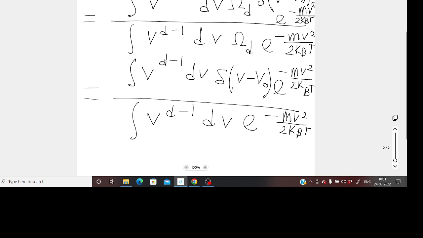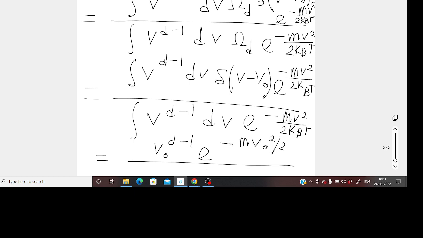Now let's first calculate the integral in the numerator. I think all of you know about the property of the Dirac delta function. So what will be the value? This will be equal to v0 to the power d minus 1 into e to the power minus mv0 square. Right.